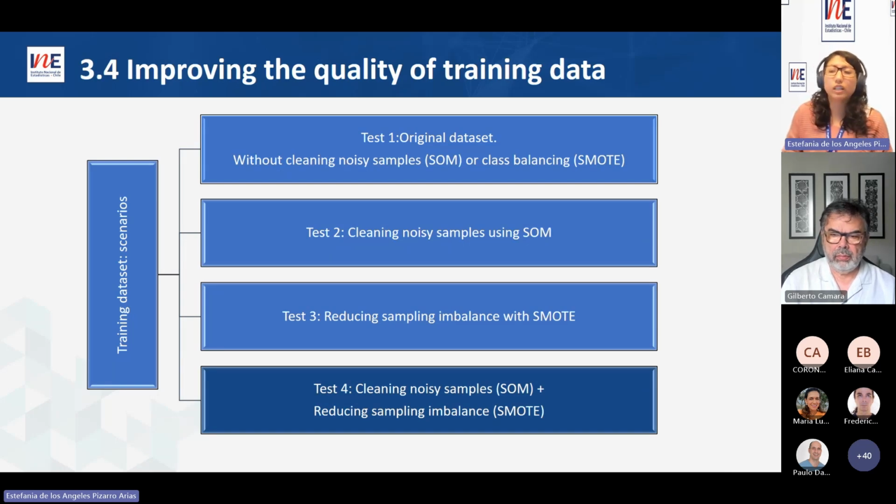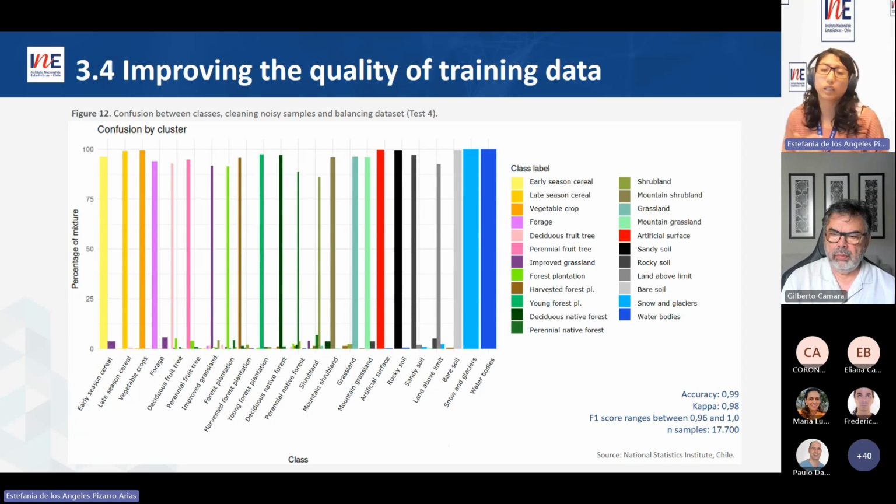Finally, we try a method with an ensemble of processes, where the first step was cleaning noisy samples using the filter, and then dealing with the imbalance with SMOTE. In this case, we can see around 18,000 samples with proportions ranging from 1.3 to 16%. In this figure, we see a marked separation between classes, with confusion percentages not exceeding 5%, in the case of shrublands, here.